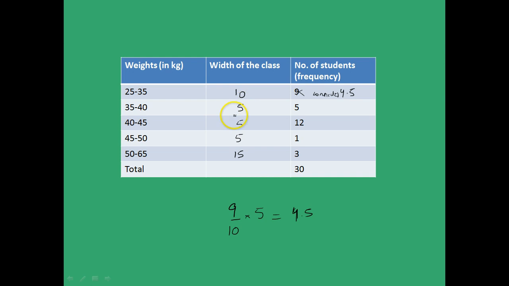Now because the class width here is 5, this remains 5, this remains 12, this remains 1, and in this case it should be 3 by 15 into 5. So that is 1. This is equal to 1.